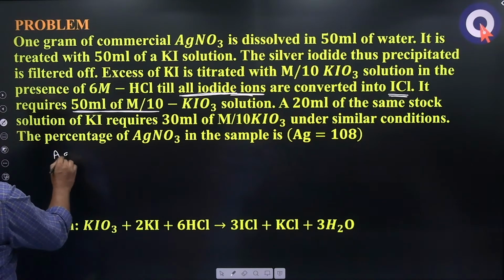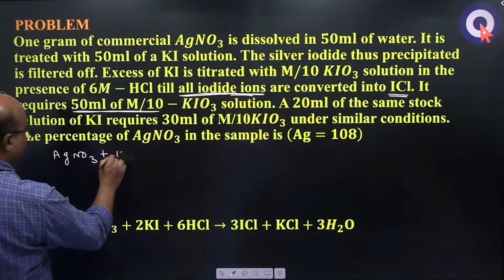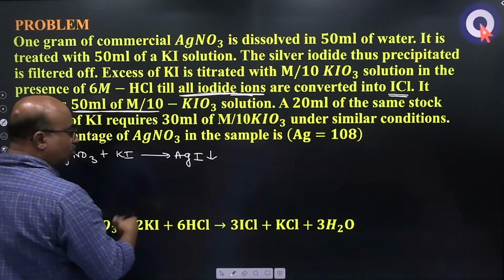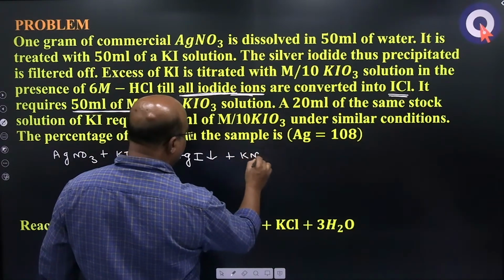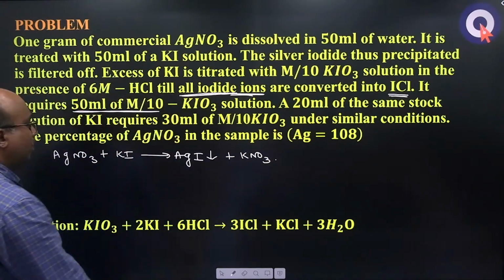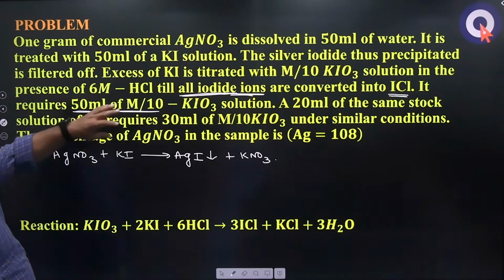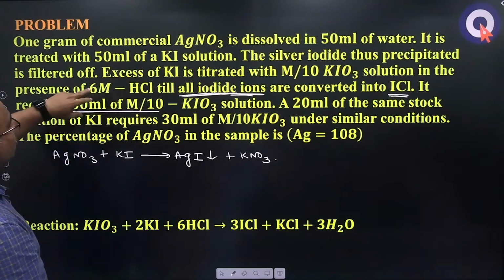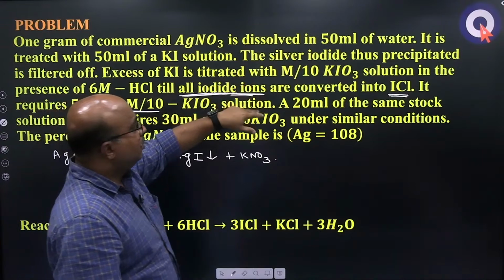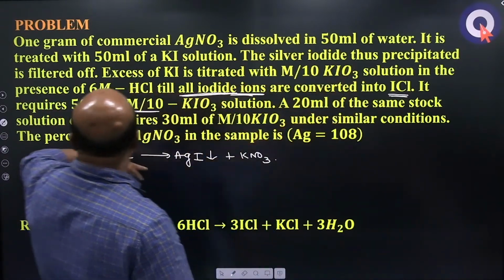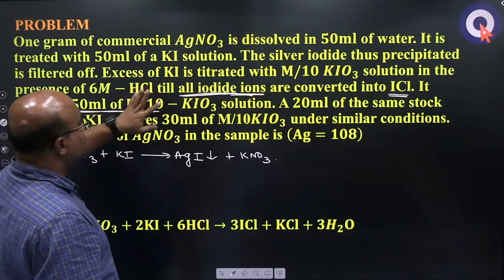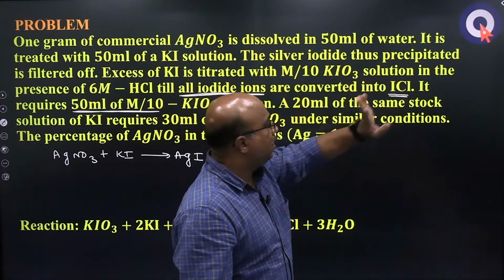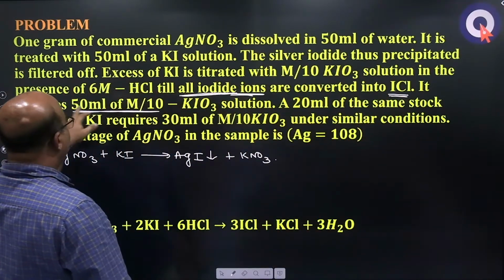Silver nitrate reacts with KI, forms AgI, which will form a precipitate. Then we have a filtrate solution, that is KNO3. So the silver iodide is thus completely precipitated. Then if I take the excess KI solution and titrate it with this in presence of HCl, till all the iodide ions are completely converted into ICl, for that we require 50 ml of M/10.